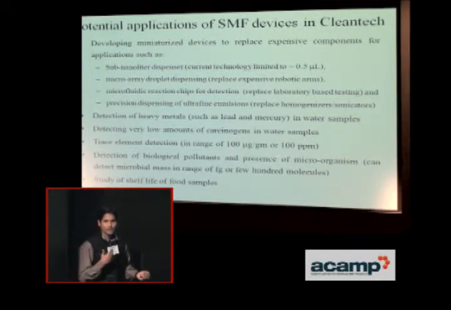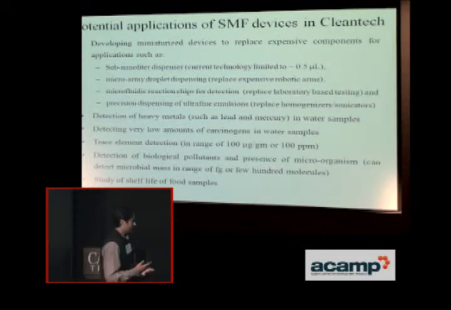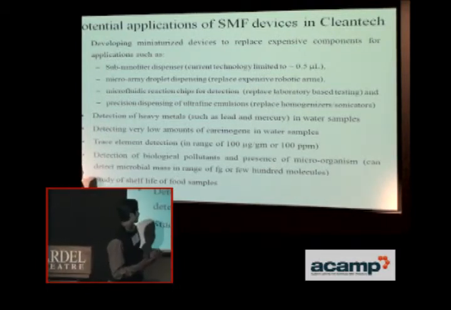And the good thing is we are very good with low detection thresholds. So we can detect these trace elements as low as 10 to 100 parts per million, and microorganisms like viral DNA or bacterial DNA as low as a few femtograms, that is like a few hundred molecules. So it's a very precise detection scheme.